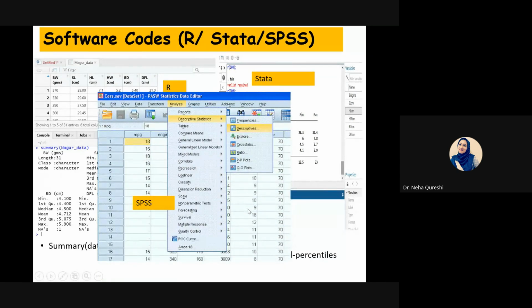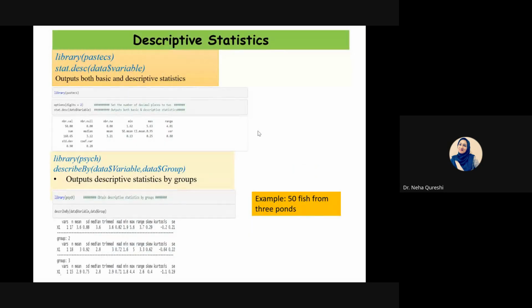And in SPSS, since it's a menu-driven software, you have to go to Analyze, then a drop-down menu will come showing Descriptive Statistics, and from there you choose Descriptives, and it will give you the list. But in R, we need to first install certain libraries, called library pastecs and library psych, to get the data in tabulated form and for multiple groups.